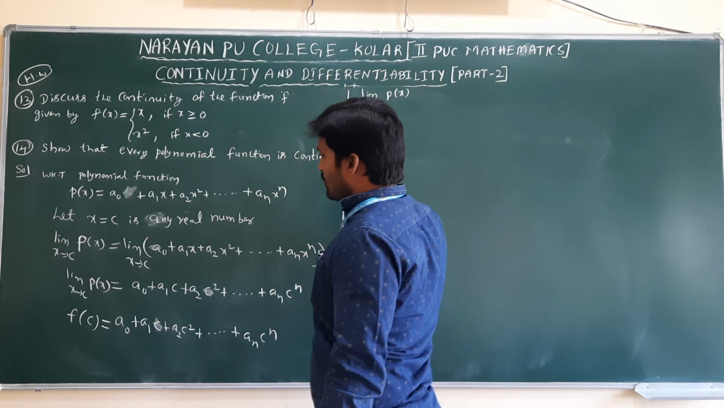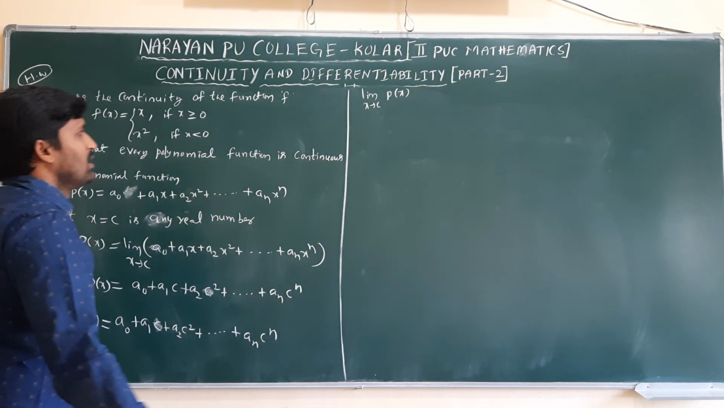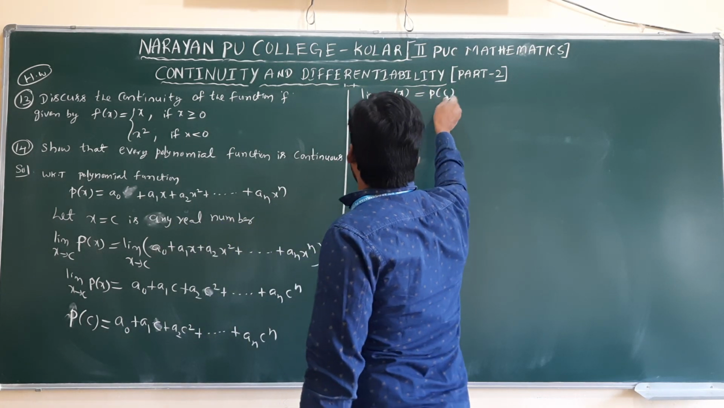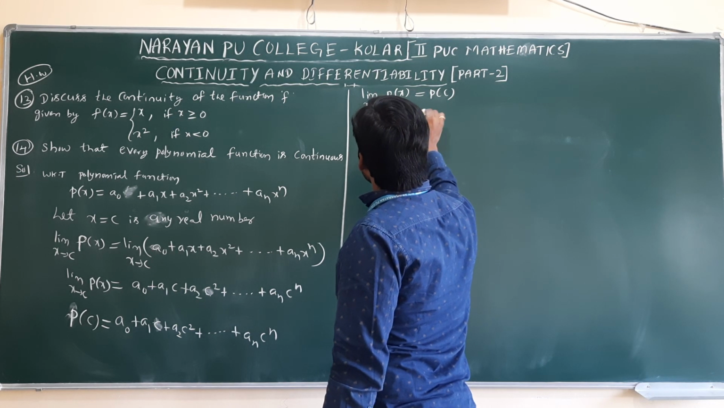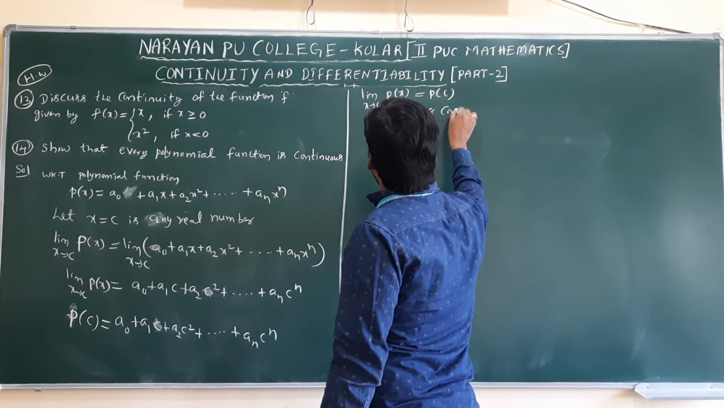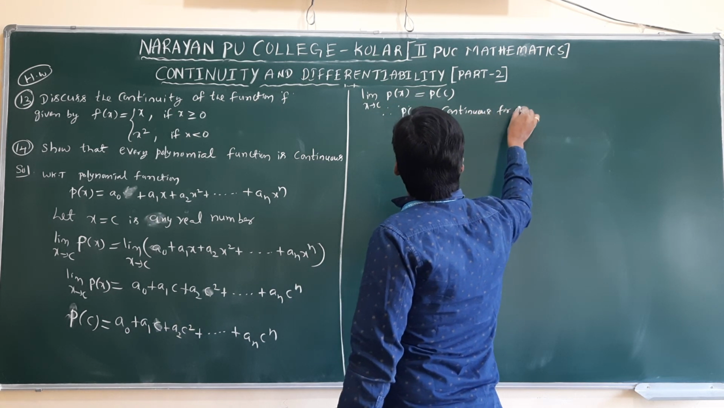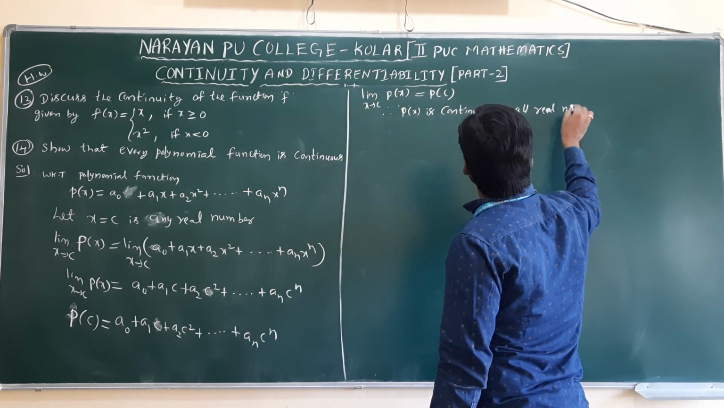P of x, in the place of f take P only, equals P of c. Both are equal, the limit value and the function value. Therefore, P of x is continuous for all real numbers.